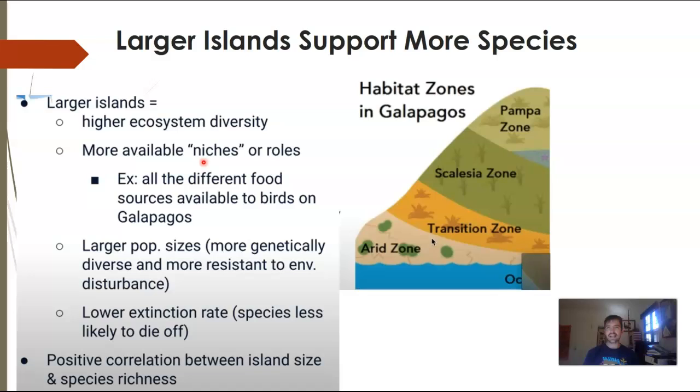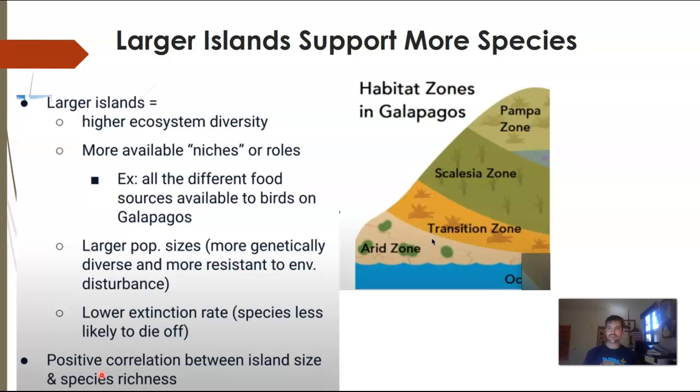And larger population sizes are more genetically diverse and more resistant to environmental disturbance. Also, lower extinction rate. So species are less likely to die off. There's a positive correlation between island size and species richness, or the total number of species.